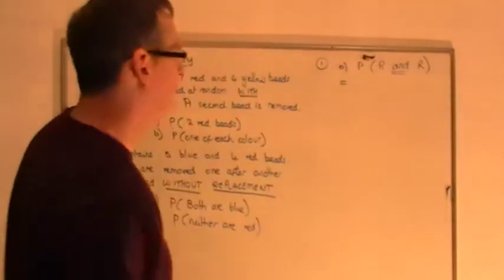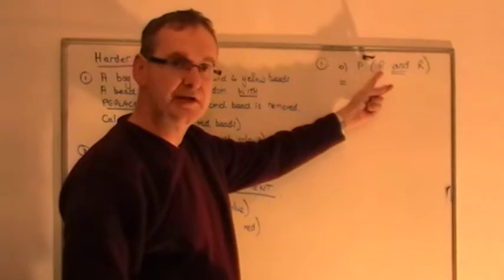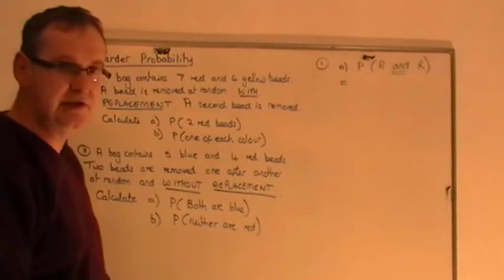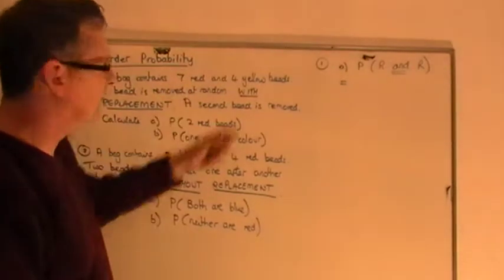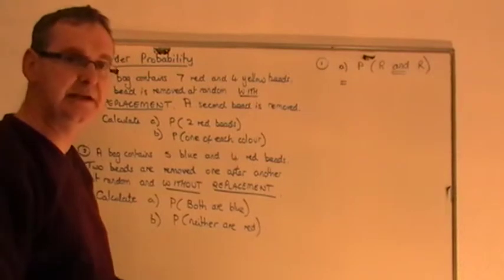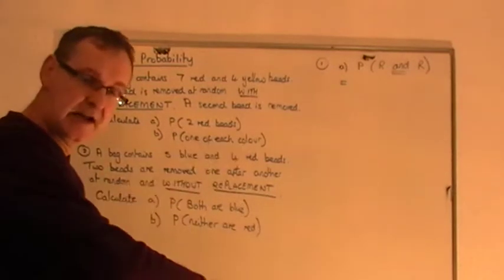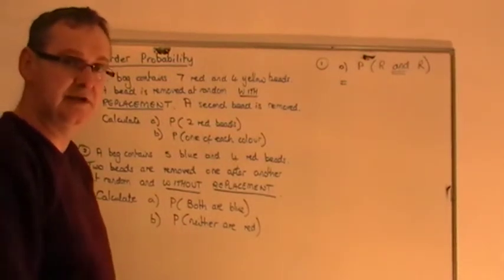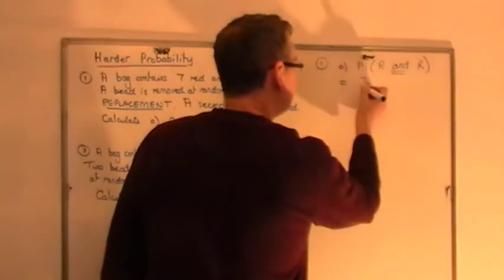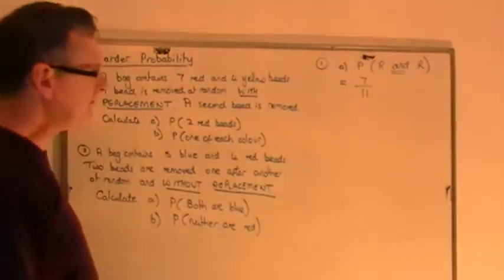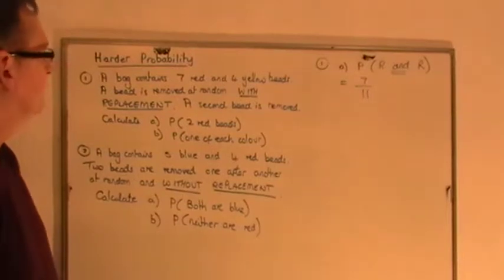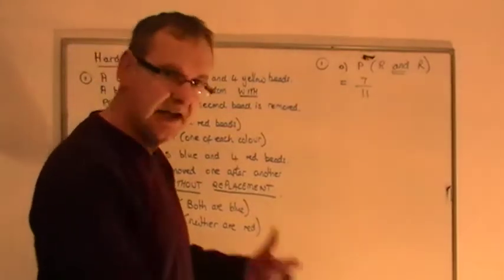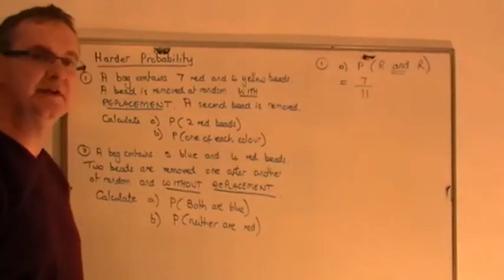This will be equal to. You now ask yourself, what's the chance of getting a red on the first go? So you put your hand in the bag, there are 7 red beads, and there are 7 red, 4 yellow, so that's altogether 11 beads in the bag. So when you put your hand in the bag, you pull out a bead, there are 7 red out of 11 beads in total. So you have a 7 chance out of 11 probability value of getting a red bead out of the bag.